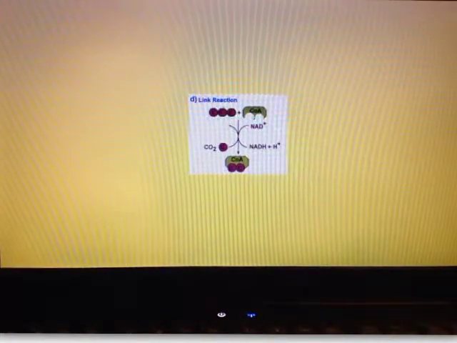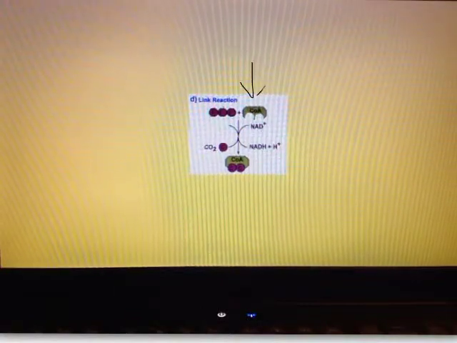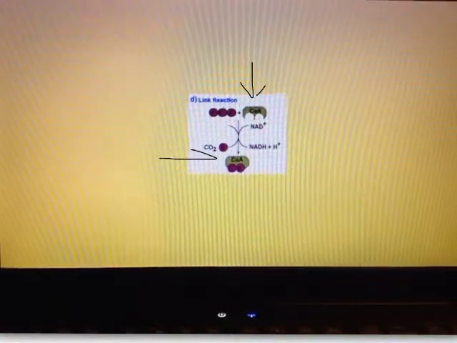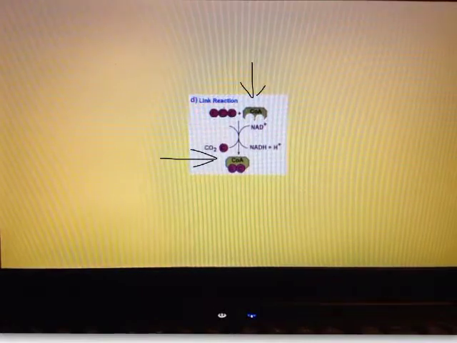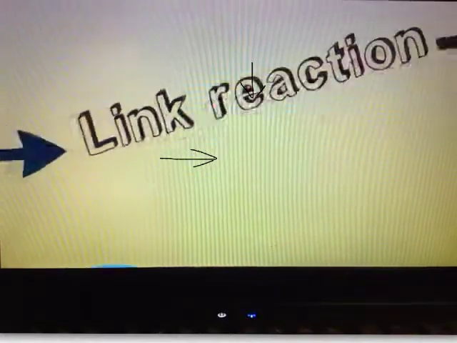So just down here, so you can see it looks like an enzyme there, and it's chemically unchanged at the end of the reaction, so it doesn't change. It literally just drops off those 2 carbons into the Krebs cycle.